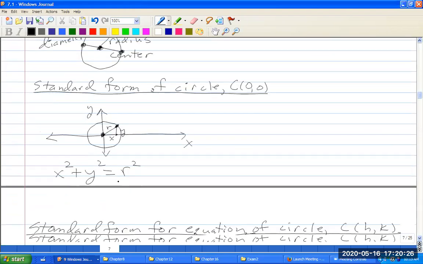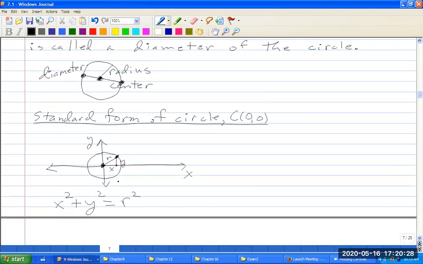The standard form for the equation of a circle: if you have some point here, (x, y), let's say it's in the first quadrant so it's easy to draw, and the length of this is x, the length of this is y. By the Pythagorean theorem, I have x squared plus y squared equals r squared, if r is the radius of your circle. And so this is the standard form for the equation of a circle centered at the origin of radius r.